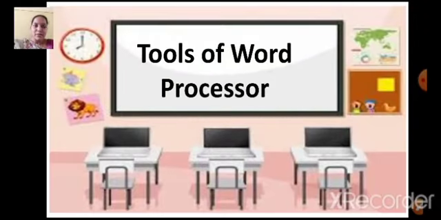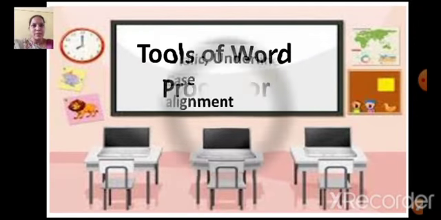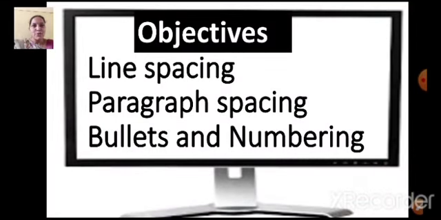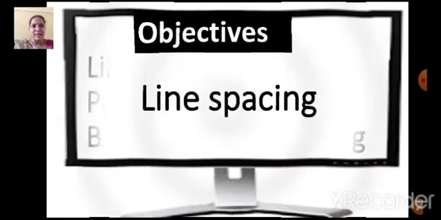We were learning about the tools of word processor. We learnt about bold, italic, underline option, text case and text alignment options in the previous video. Today we will be learning about line spacing, paragraph spacing, bullets and numbering.